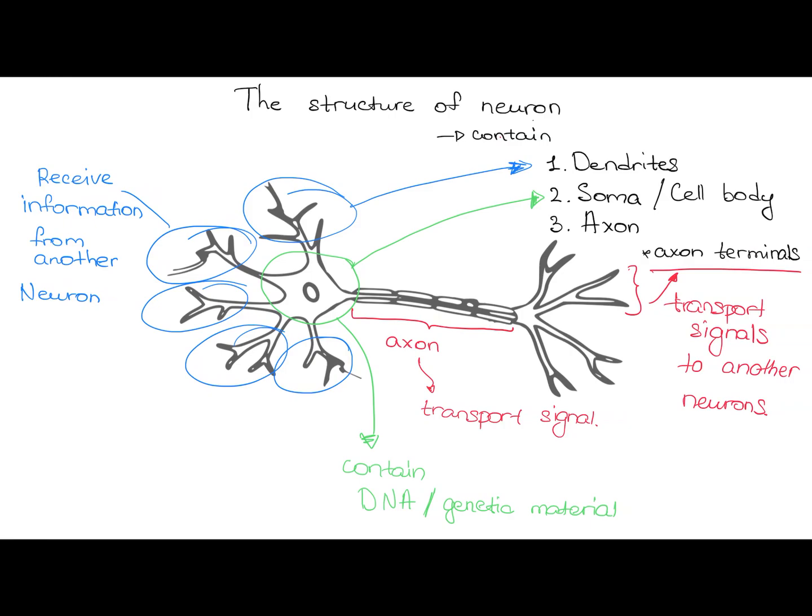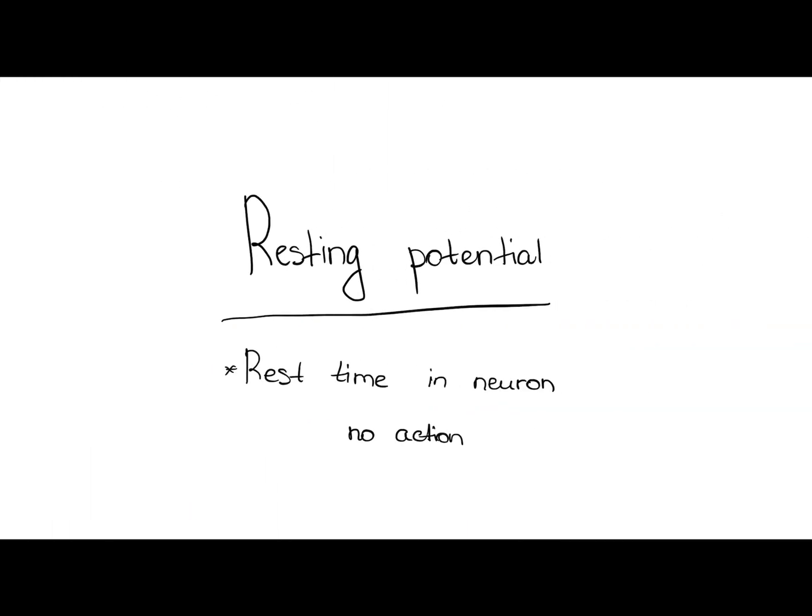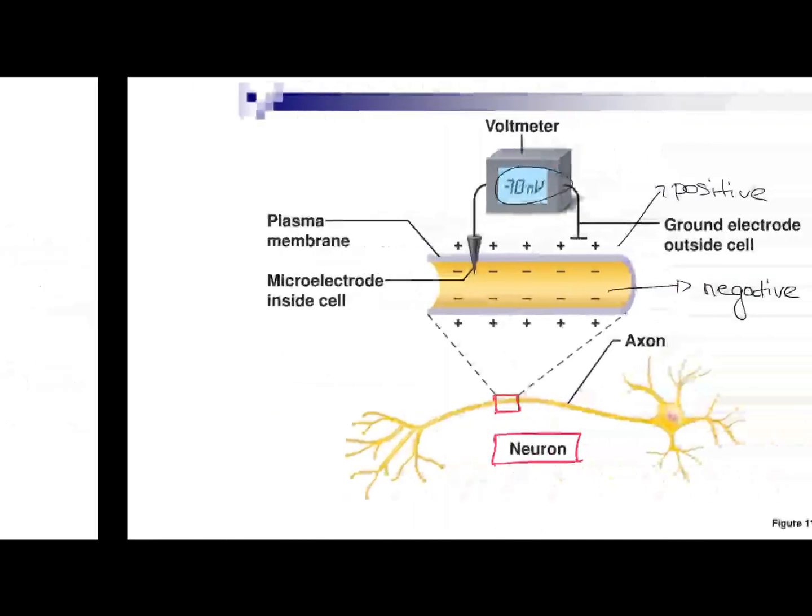Then the axon transports signals which come from the dendrites. Okay, the axon terminals are the end of this path of signals or impulses. Okay, here is the resting potential. Resting potential is a rest time in neurons. It means no action, no impulse. They just rest. Okay, what is the potential, or membrane potential?